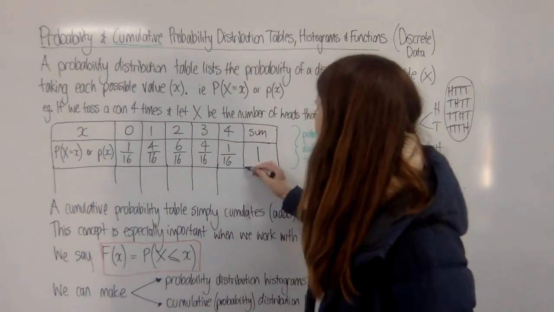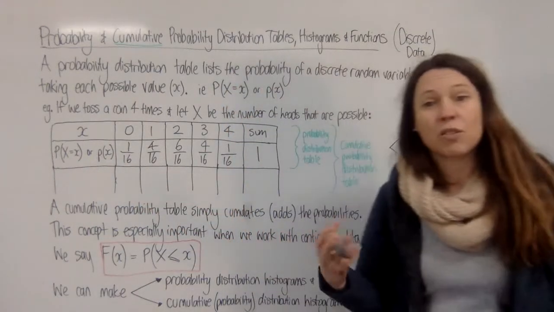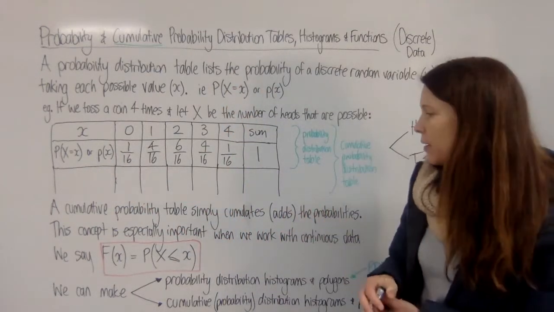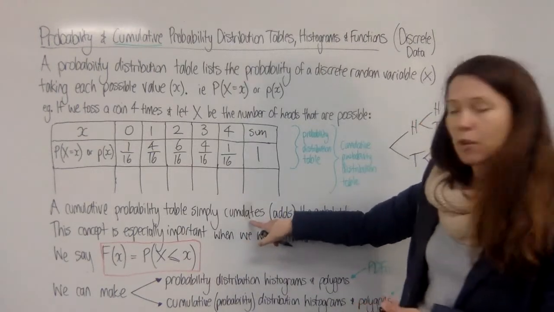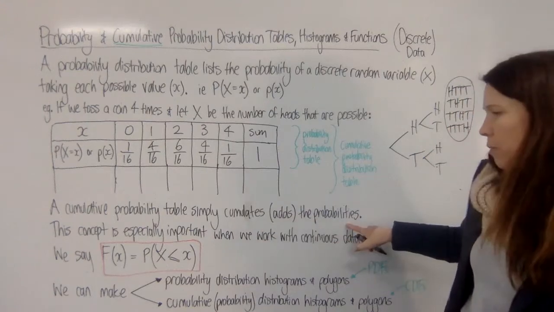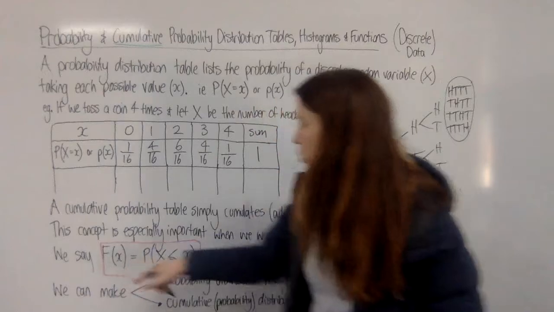Now, what does cumulate mean? If I say you've accumulated a lot of something, it means you've added it or gathered it together. So that's what this is here. The cumulative probability table simply cumulates or adds the probabilities. So the way we write it, it's got 2 different ways we can write it.